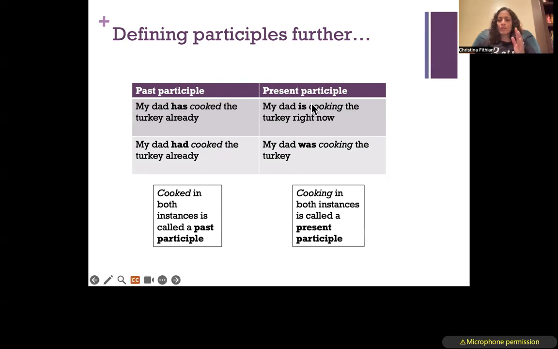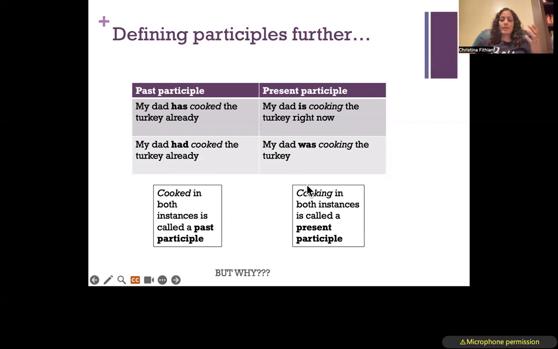Now let's come over here and look at these two examples. My dad is cooking the turkey right now, and my dad was cooking the turkey. Well, cooking in both instances is what we call a present participle. Now this is strange, okay? Because again, I said that this ing does not have any tense, and yet we're calling it a present participle. And furthermore, if we look at the auxiliary verb for each one, is seems to be present, but was is not, it's past.